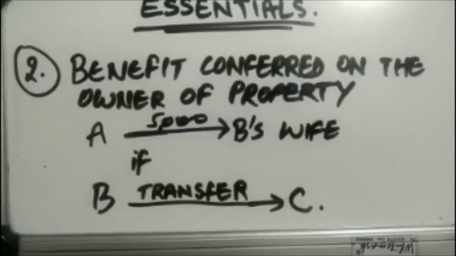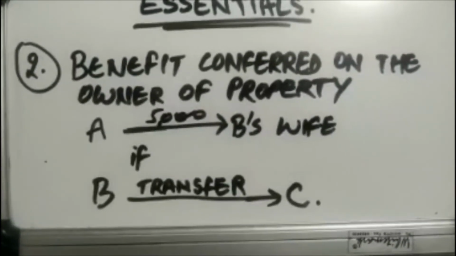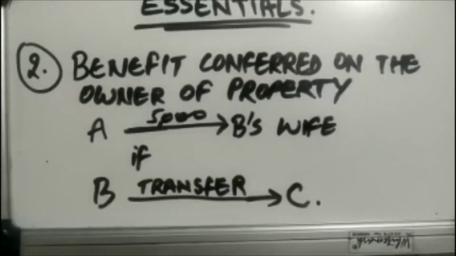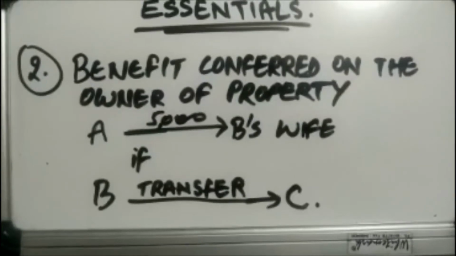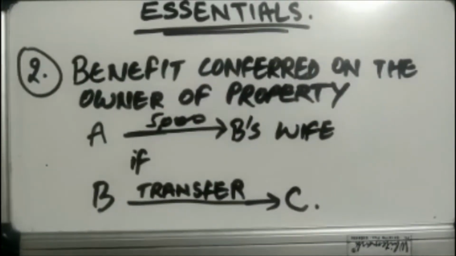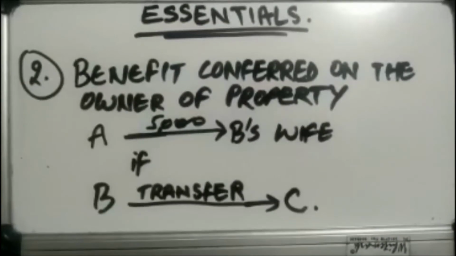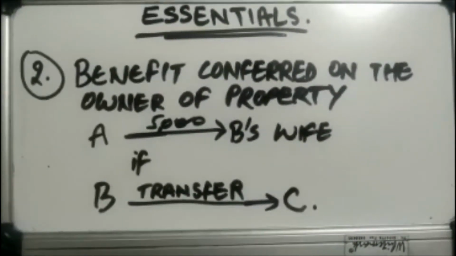Here is an illustration to understand this. A, the transferor, confers a benefit of 5,000 rupees to B's wife on the condition that B transfers his property to C. Here, as there is no direct benefit given to B, B has no duty to elect. He can elect both options in his favor. That is, he can keep his wife's 5,000 rupees and he is not bound to transfer the property to C.